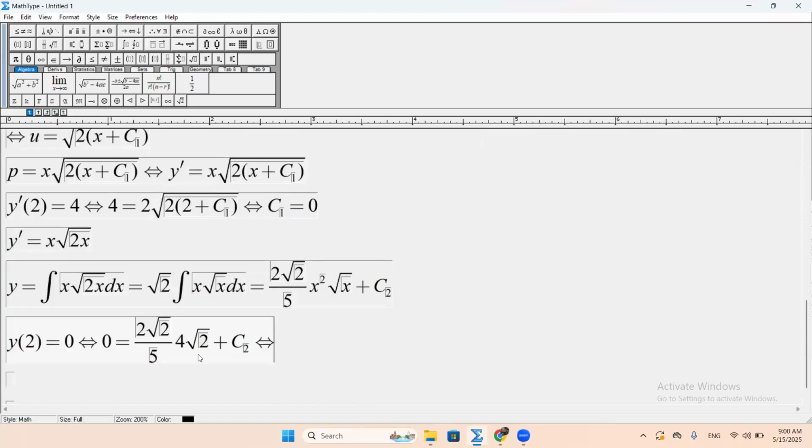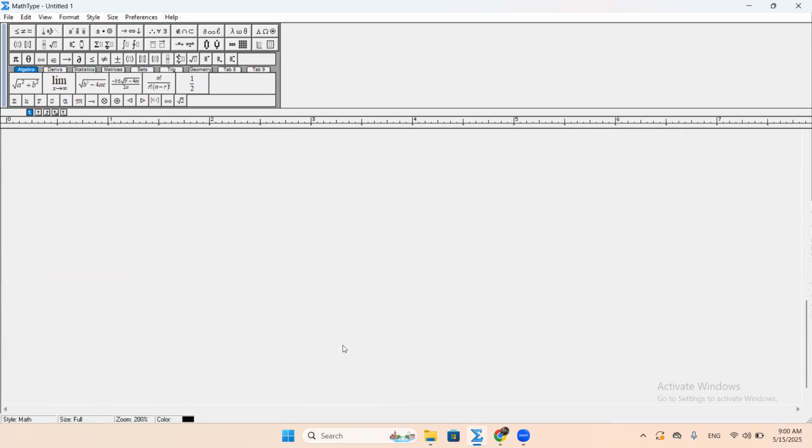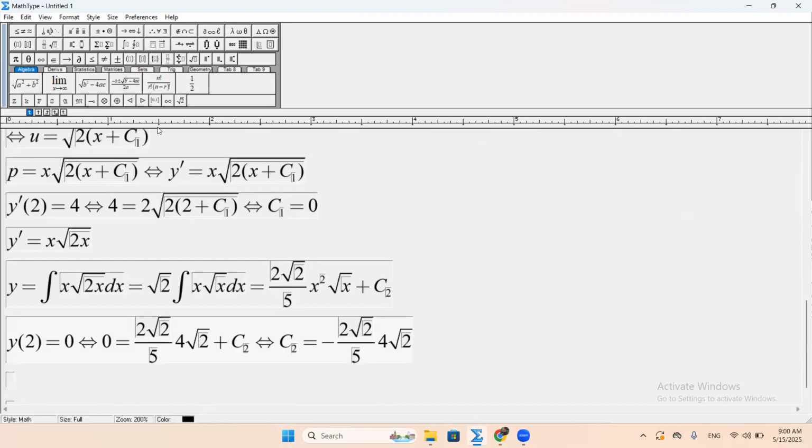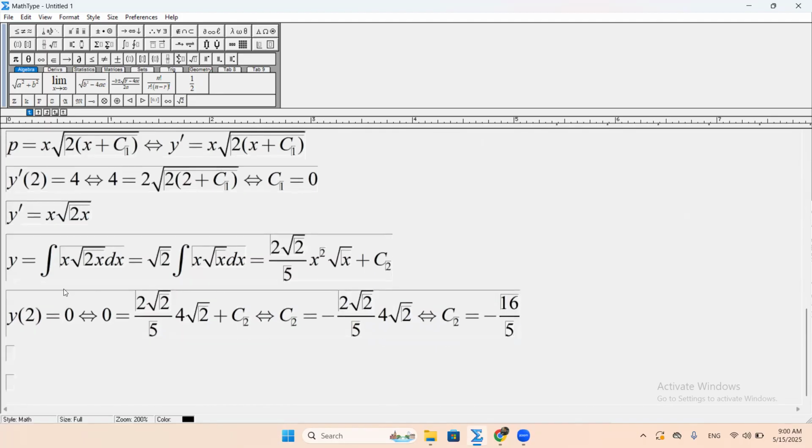So then what do we actually have? So c2 equals minus this expression. So then c2 will be equal. Okay, let us calculate. So 2 by 4, 8, and here will be 2, so minus 16 over 5. So the final answer, so the partial solution will be the following. So this expression minus 16 over 5.